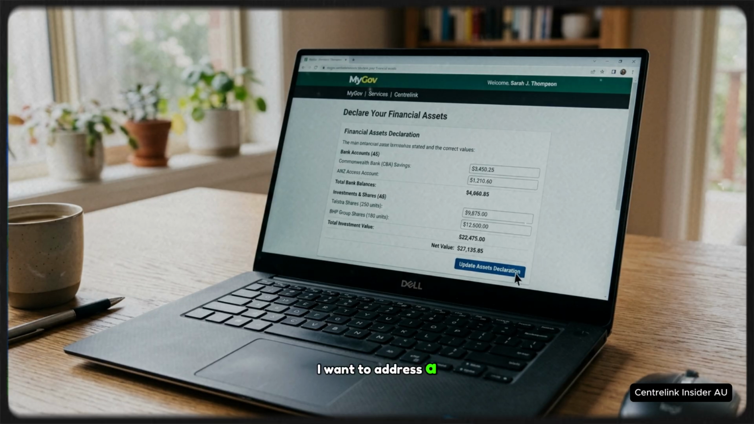Now I want to address a question that comes up frequently from pensioners who are concerned about the deeming rate increase, and that is whether there is any possibility that the rates will be reduced in the future and whether waiting for a reduction is a viable strategy. The honest answer is that deeming rates respond to broader interest rate conditions.